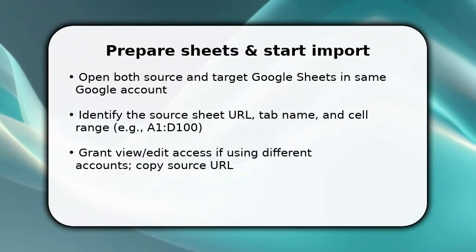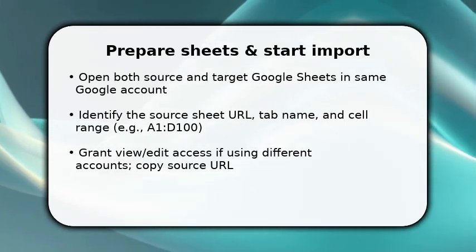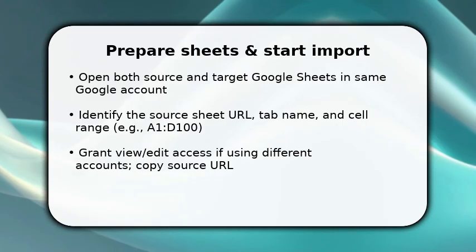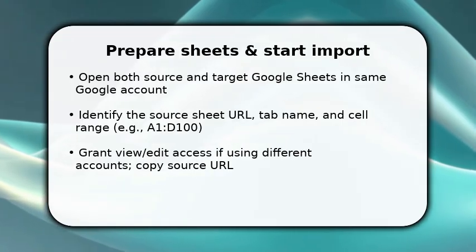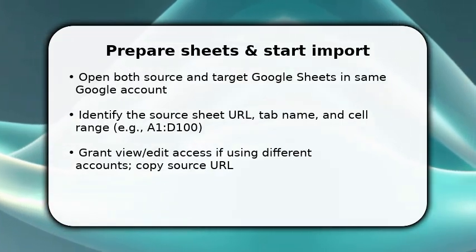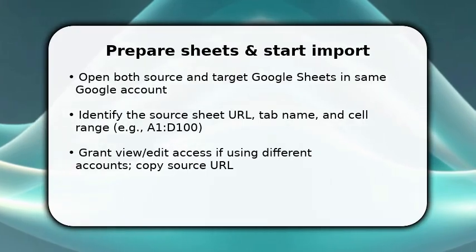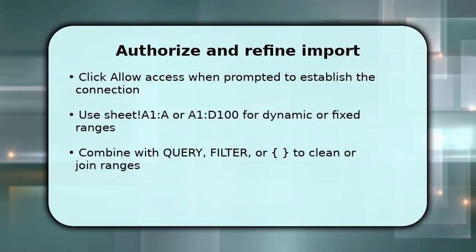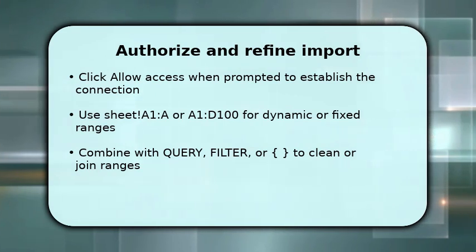You will use IMPORTRANGE, a single formula that pulls live data. Enter =IMPORTRANGE, paste the source URL, the tab name, A1:D100, and press enter. You'll be prompted to allow access. Click Allow to proceed. After authorizing, you'll see the imported values populate.